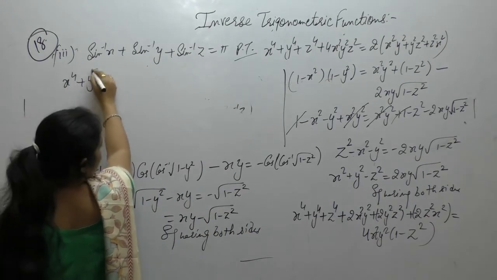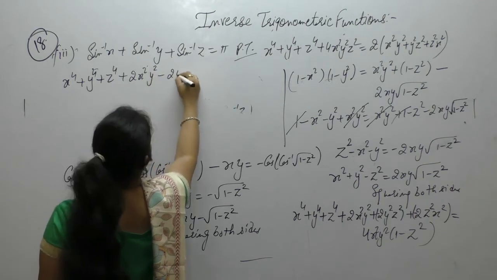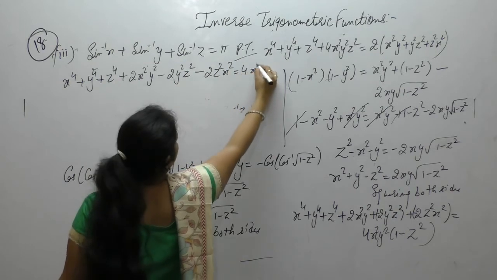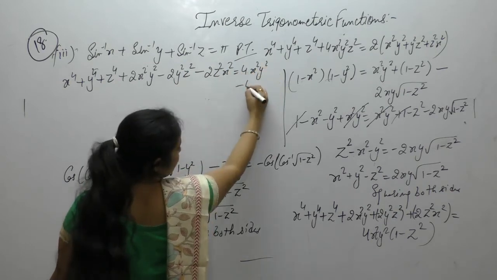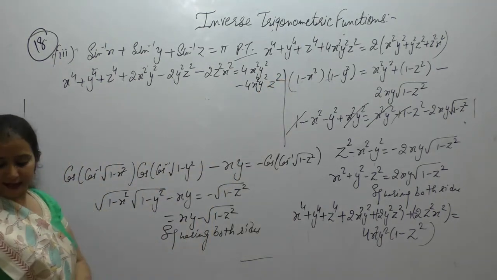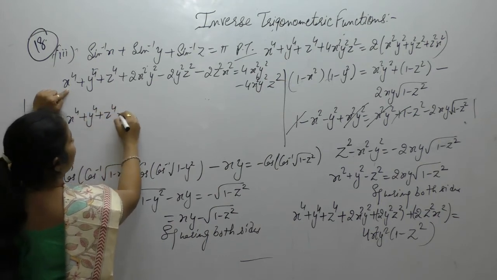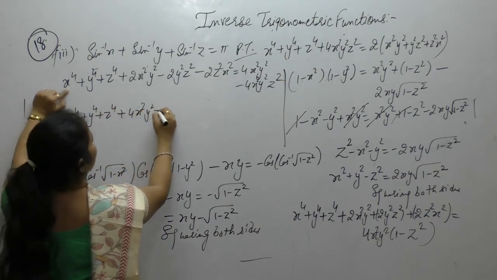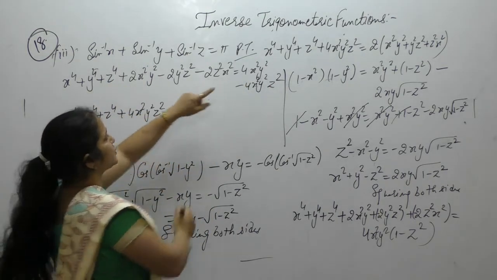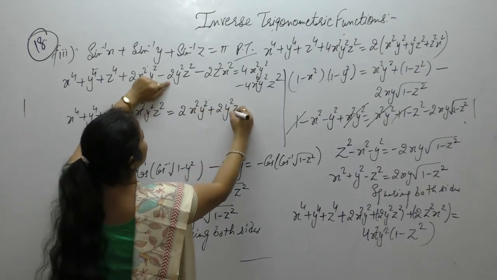x⁴ + y⁴ + z⁴ + 2x²y² − 2y²z² − 2z²x² is equal to 4 − 4x²y²z². So what we get? x⁴ + y⁴ + z⁴ + 4x²y²z² + 4x²y² − 2... So we get 2x²y², and this term will go on the right-hand side.